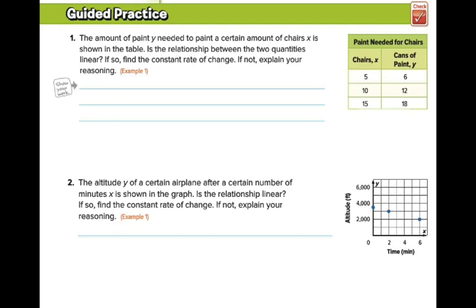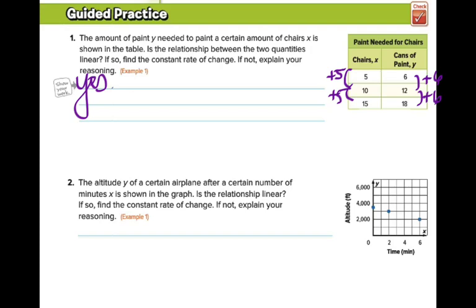Okay, so is the relationship linear? What we're looking for here is, is there a consistent, constant pattern with the x's? And there is. Is there a constant pattern with the y's? Yes, they're each increasing by 6. So yes, this is a linear relationship.